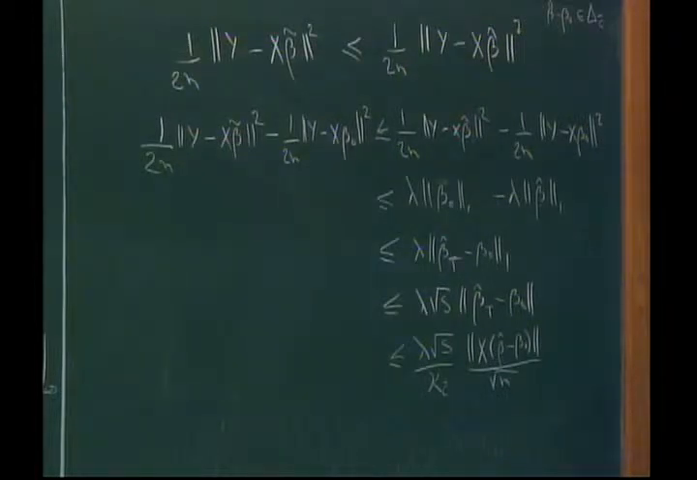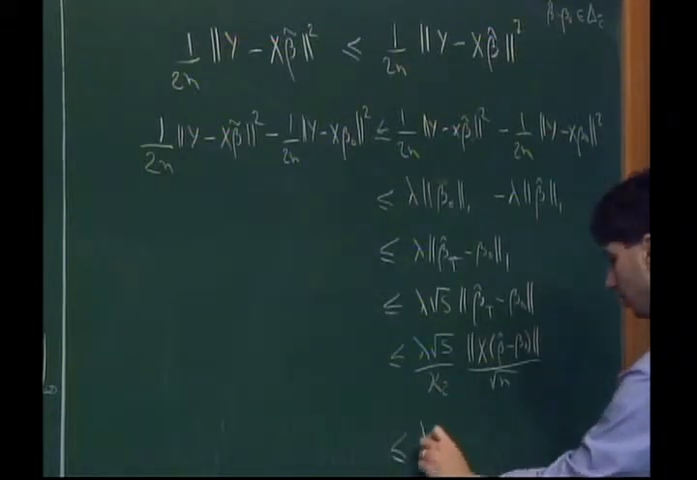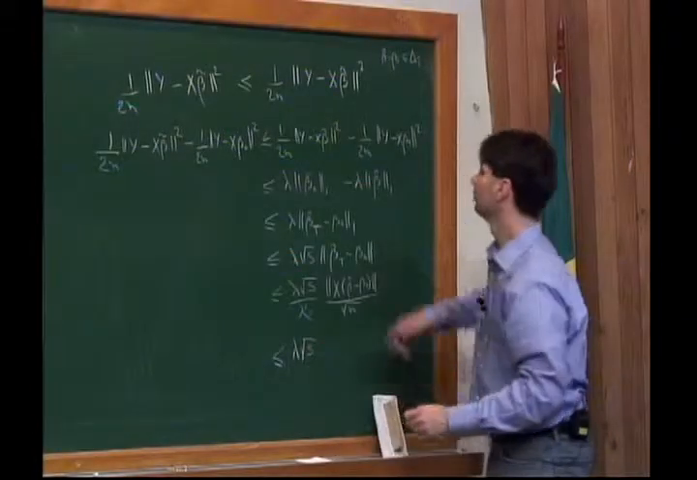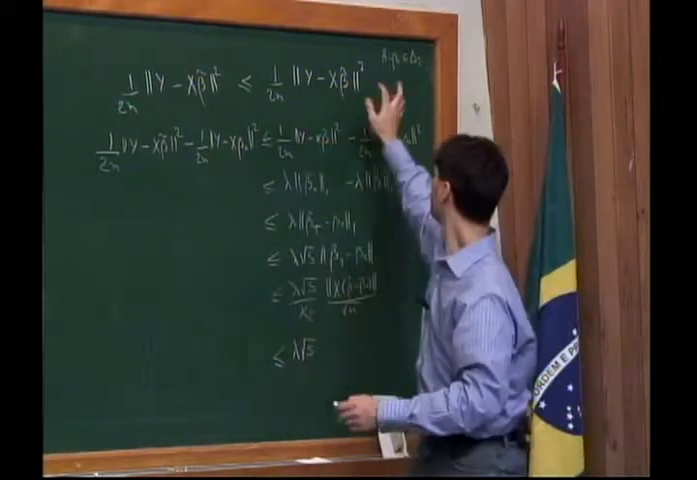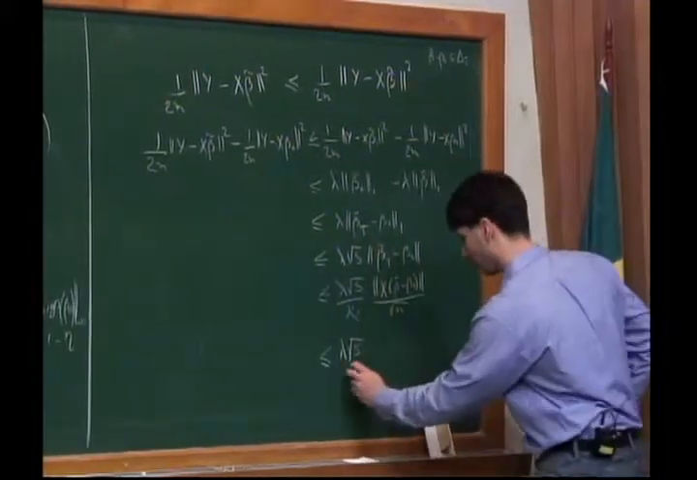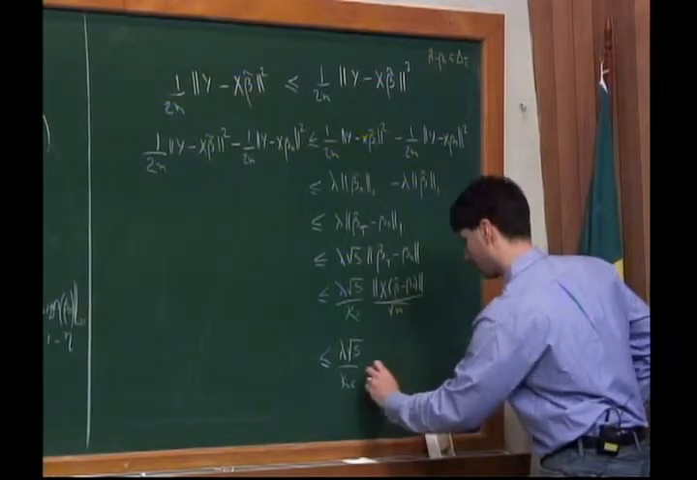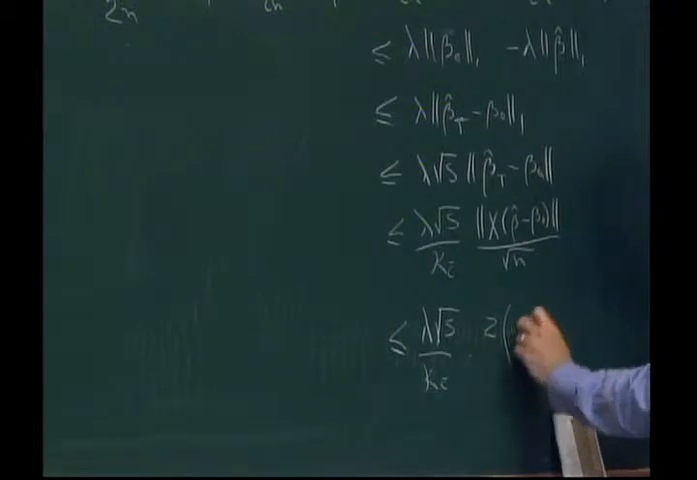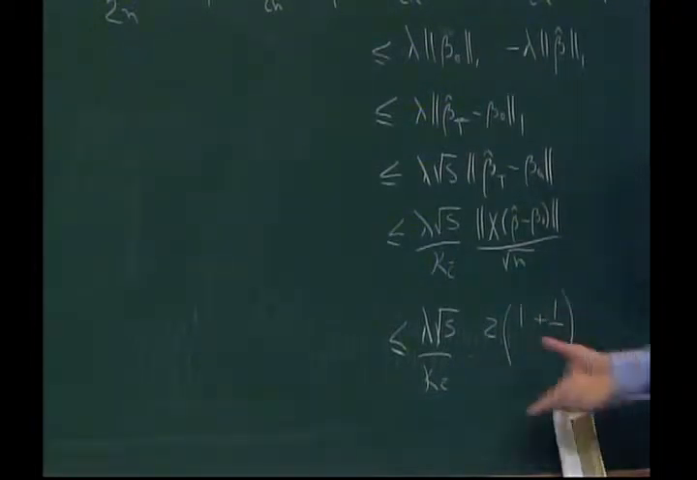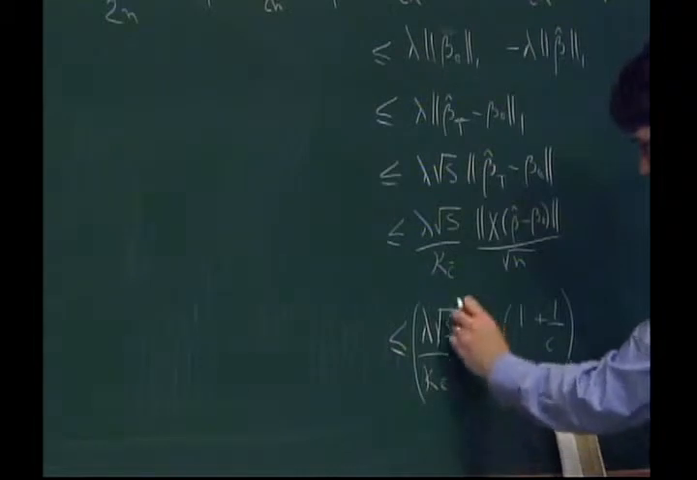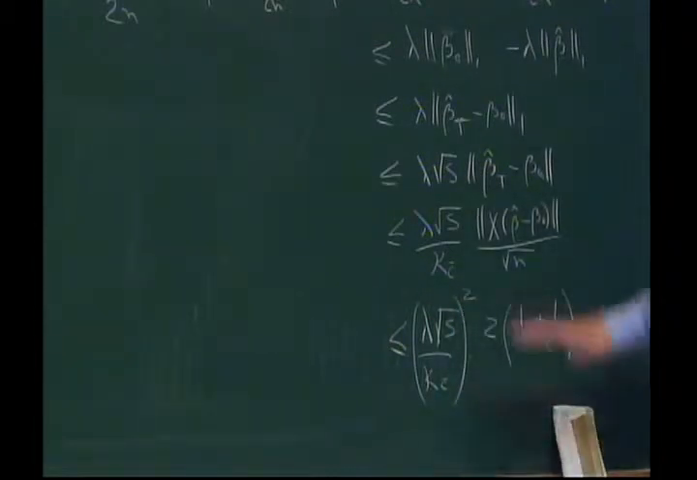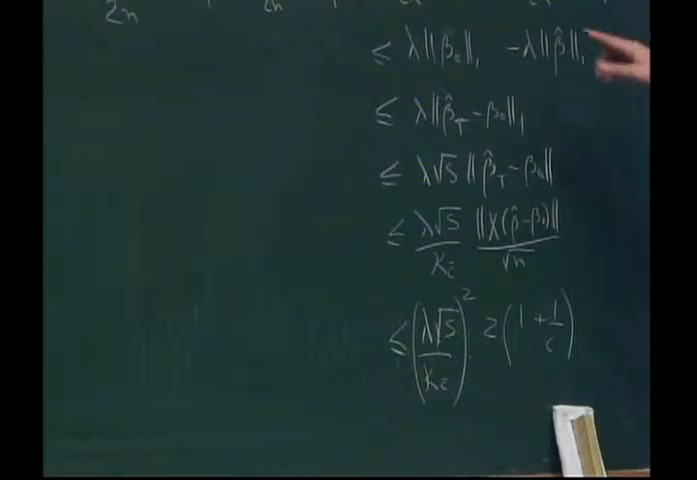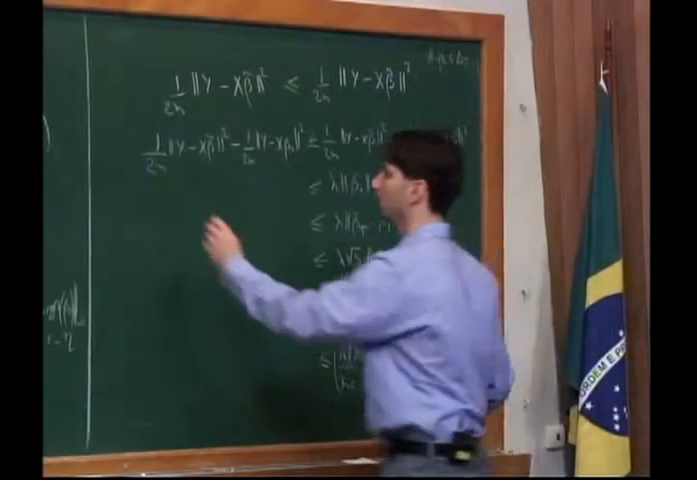I'm using the fact that Lasso has good properties to select the model, but also for rates. Now, we have a rate from that side. We have the rate of Lasso, which comes only from that condition. And the rate is 2 times 1 plus 1 over c, and the same term here, so we got a square. That takes care of one side of this. Now let me look at the other side.